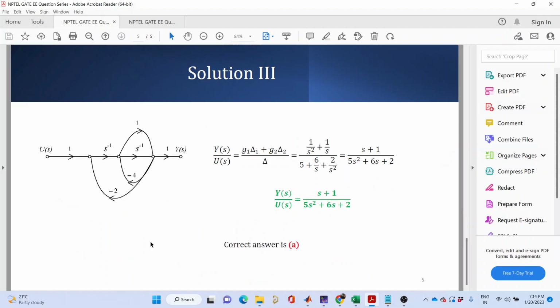Now we have found out delta 1, delta 2, G1, G2. You will straightforward go to the expression for Mason's gain. Ys by Us is given by G1 into delta 1 plus G2 into delta 2 divided by delta. You substitute the expression for G1, G2, delta 1, delta 2. You will get that Ys by Us is equal to S plus 1 divided by 5S squared plus 6S plus 2. So the correct option is A.